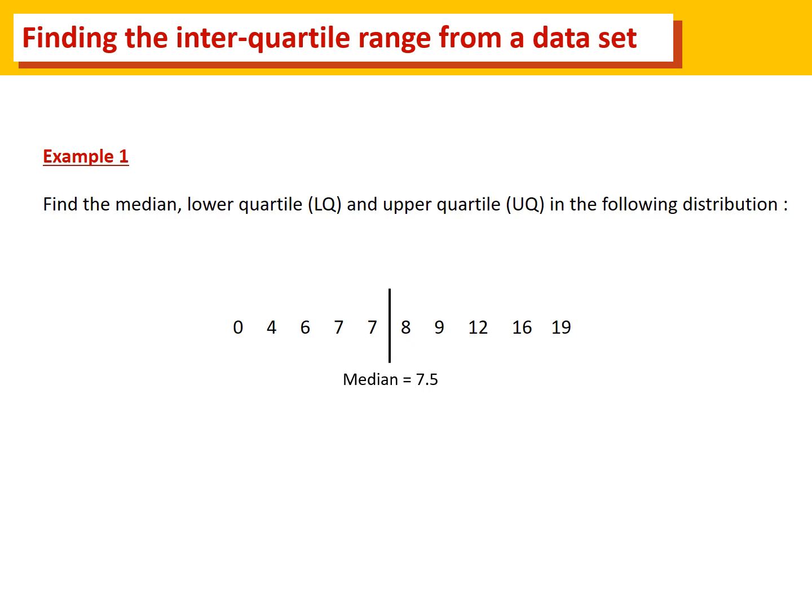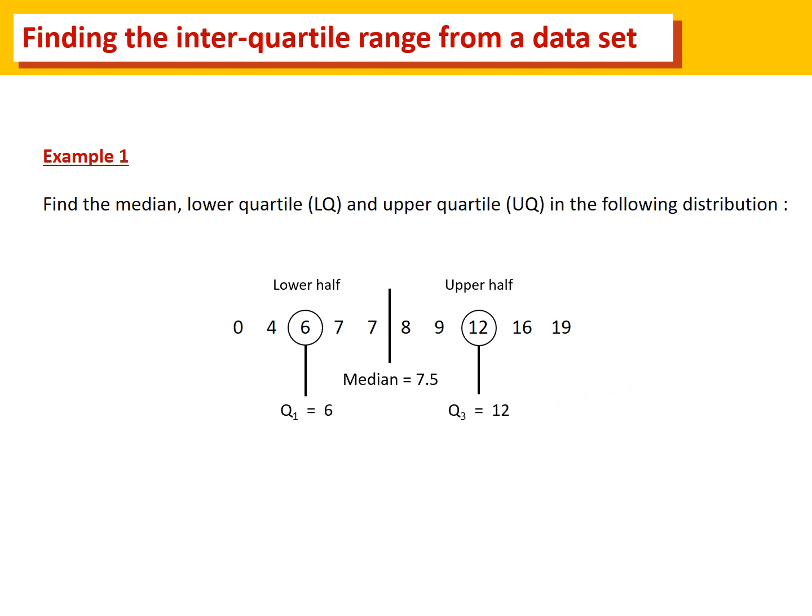Now we want to find the lower quartile, which is the middle value in the lower half. Now we can see our lower half has got 1, 2, 3, 4, 5 values. So the very middle value of the lower half is 6, and that is our lower quartile, our Q1 value. In the same way, in the upper half of our data set, there are 5 values, and the middle value is 12, so that would be the upper quartile, Q3.